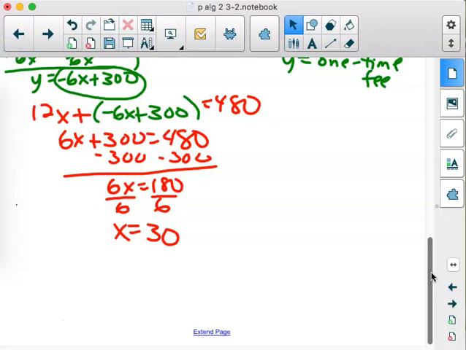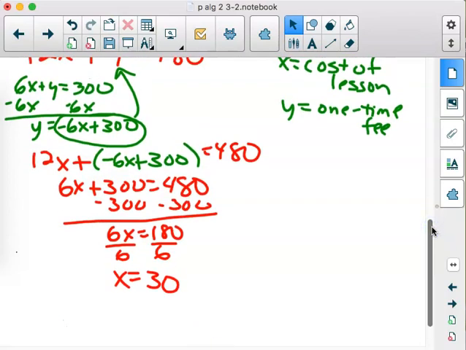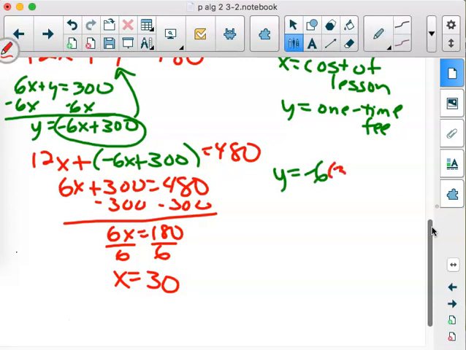Thirty smackers for each one of those lessons. I am hoping for someplace nice and easy up here to put that 30 and find that one-time fee really quickly. Do you see it? The old circled green one, right? Y equals negative 6 times our little 30 smackers plus 300. Y equals negative 180 plus 300.